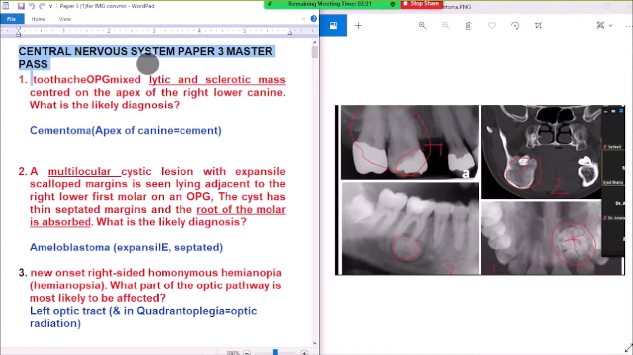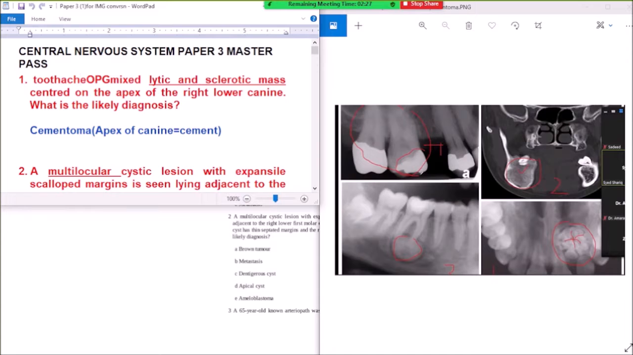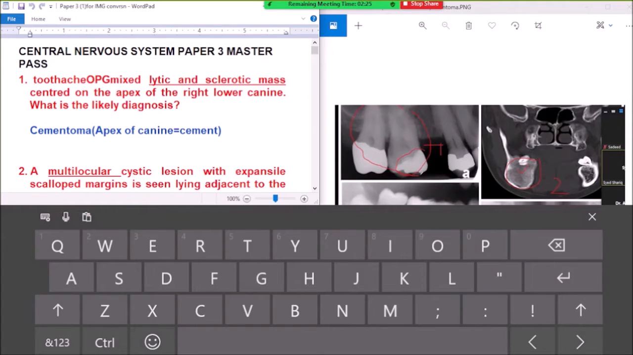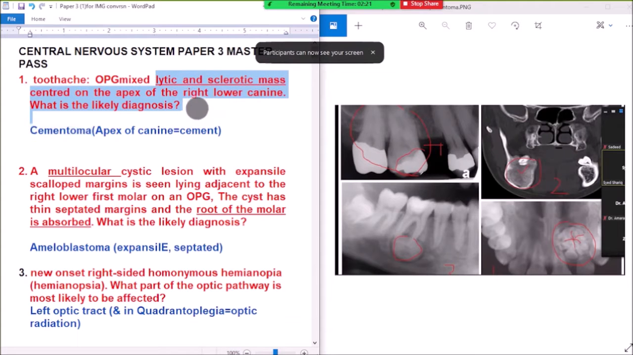Central nervous system, paper 3 master pass. Question number 1: toothache. The OPG shows a mixed lytic and sclerotic mass centered on the apex of the right lower canine, most likely diagnosed as cementoma.